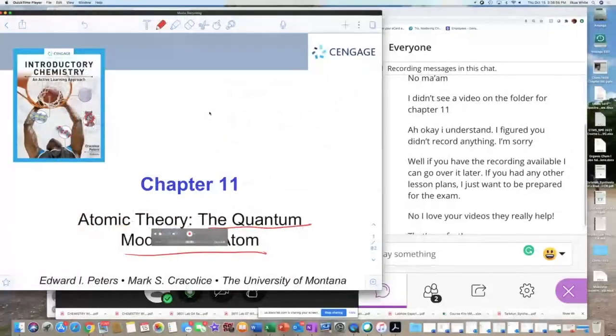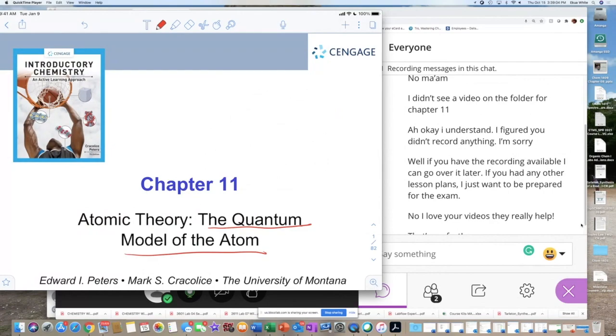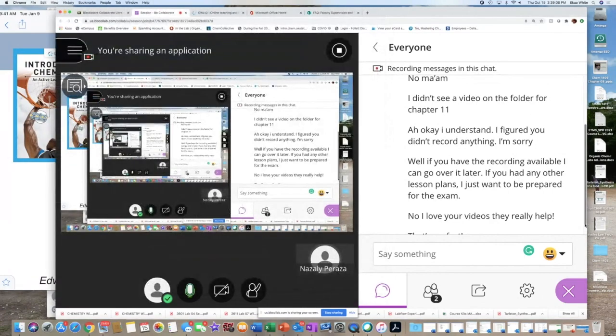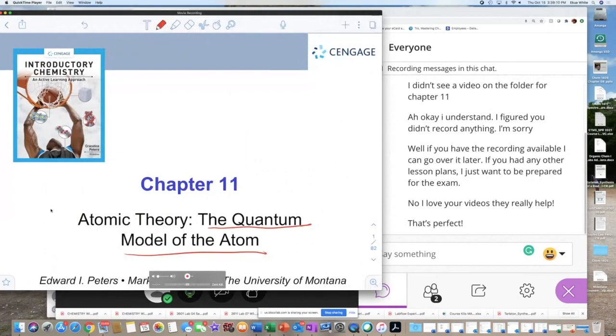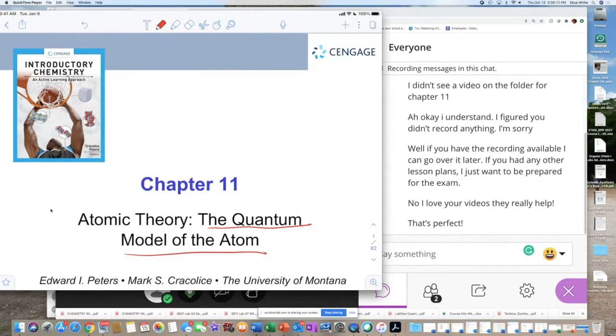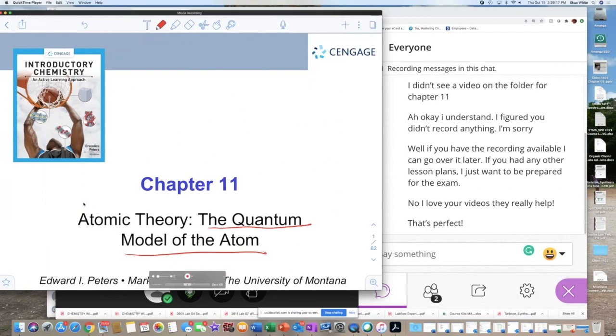So we're doing a quick overview of what we discussed in this chapter, chapter 11. Prior to this chapter, we talked about the three atomic models. We only discussed three significant atomic models. These are the models where scientists describe what they think the atom is and what is inside the atom.